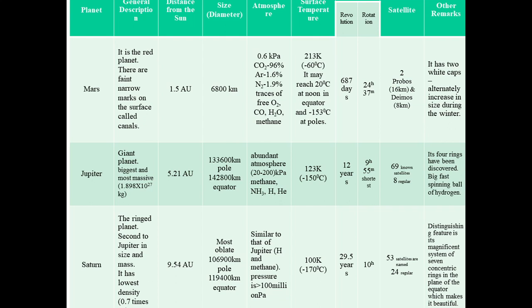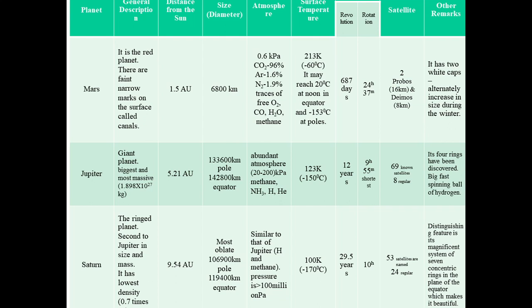So the two interesting things regarding Mars are that it is a red planet with narrow faint marks on the surface called canals, and also it has two white caps at the poles, which diminish with the approach of summer.